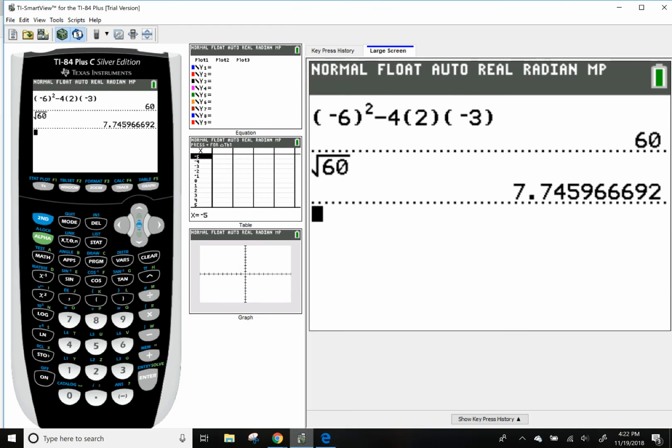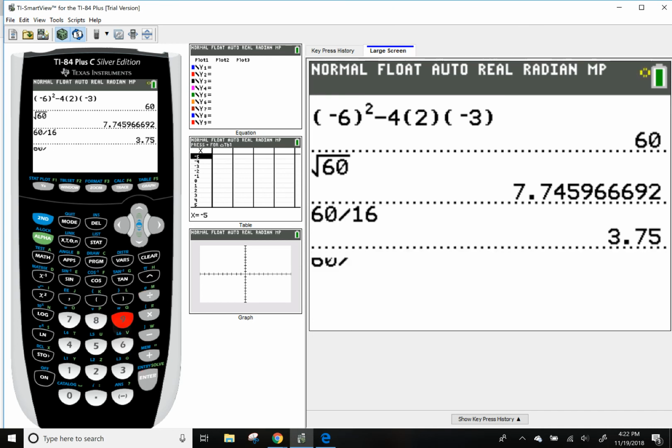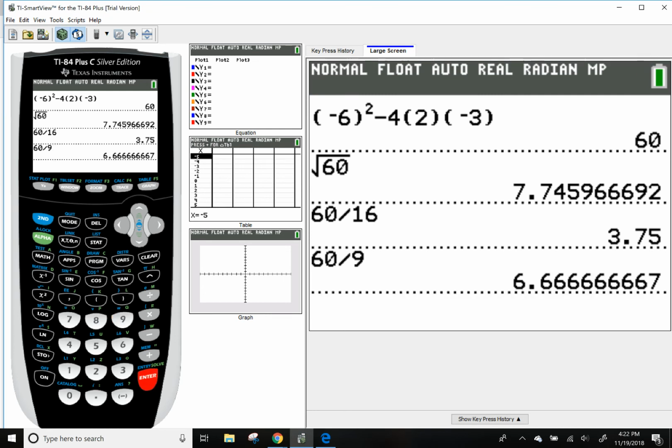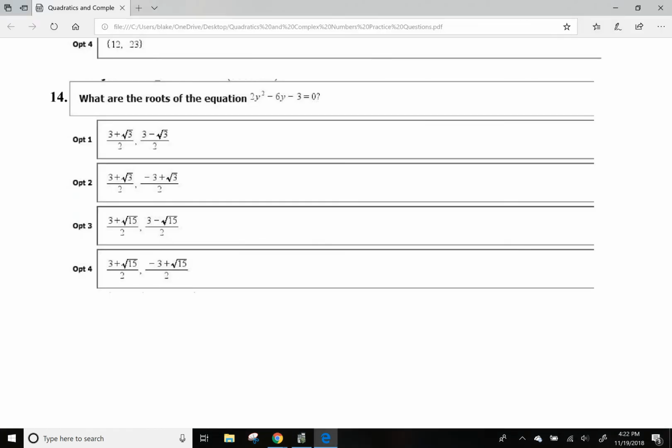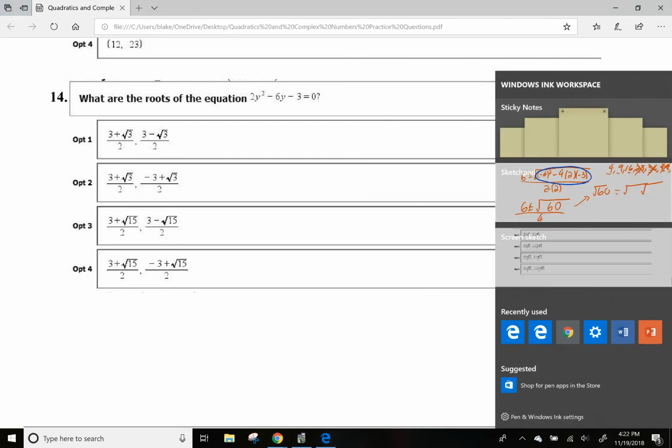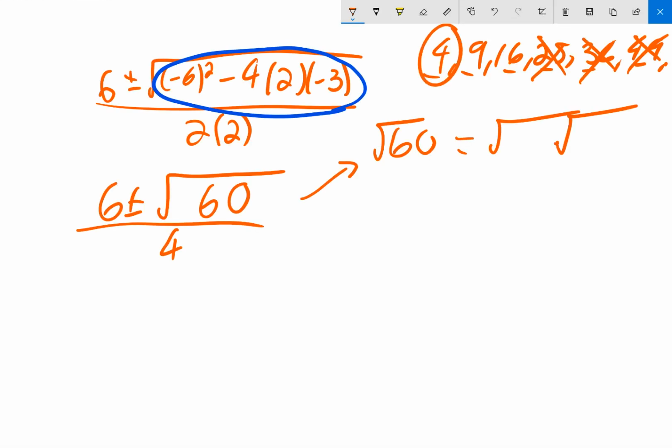If you're unsure of what works, take 60, divide it by those perfect squares like 16, see if it works. 16 doesn't work, gives me a decimal. So then I could try dividing it by 9, because 9 is another perfect square, and another decimal. So I got one more to check. 60 divided by 4 is 15. So 4 works. 4 is a perfect square that divides into 60. 4 times 15 makes 60.